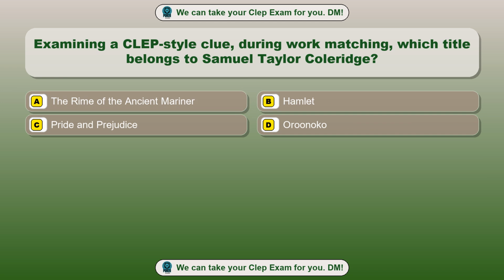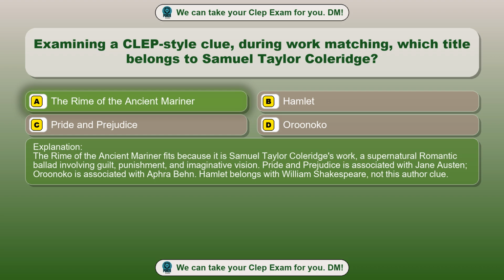Question 80. Examining a CLEP-style clue during work matching, which title belongs to Samuel Taylor Coleridge? Option A, The Rime of the Ancient Mariner. Option B, Hamlet. Option C, Pride and Prejudice. Option D, Oroonoko. The correct answer is option A. The Rime of the Ancient Mariner.